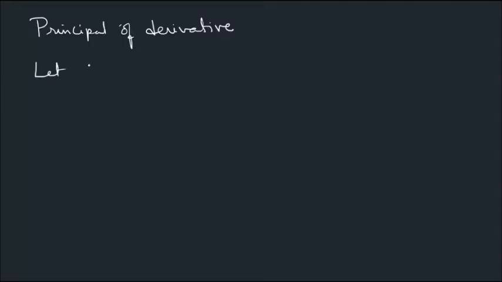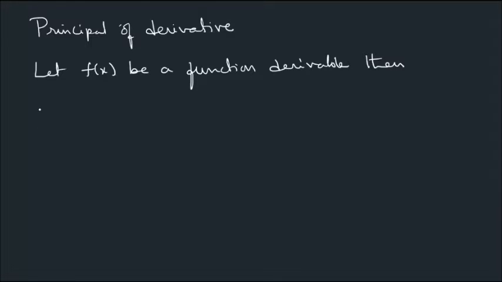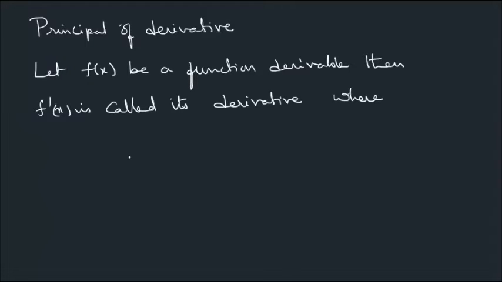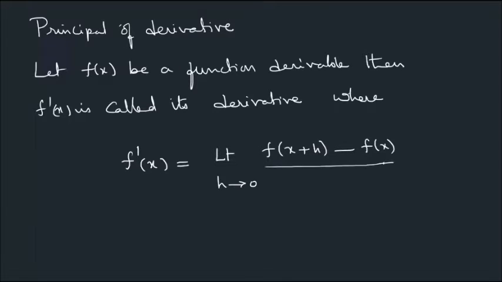Now let f of x be a function, derivable, then f prime x is called its derivative. f prime x is equal to limit h tends to 0 of f of x plus h minus f of x by h. This is called the principle of derivatives.